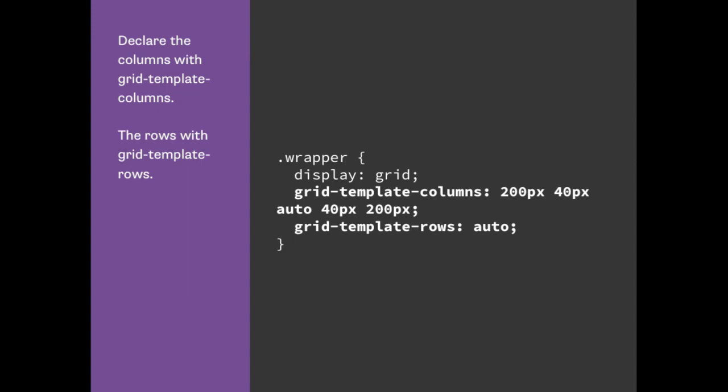It's worth knowing you have to specify your gaps. There's no column gap property or anything like that, like you might have seen in other specs. You have to specify the gaps as well as the content columns. And for grid template rows, I've just set that value to auto.